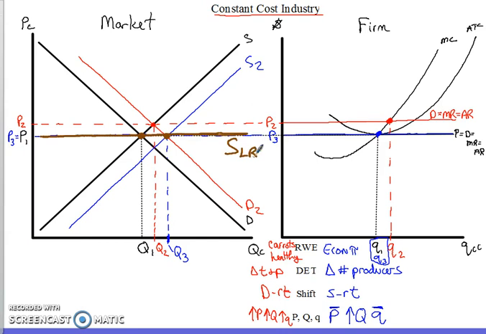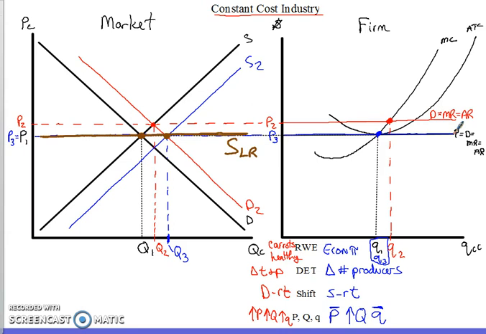So we have a lot of curves to keep track of here. There is the demand curve for the market. There's the supply curve for the market. There's the long-run supply curve for the market. And then there's the perfectly elastic demand curve for the individual firm. A lot to keep track of.